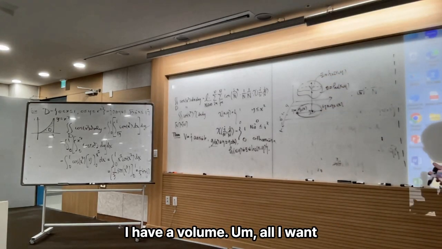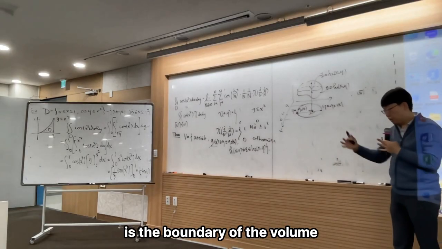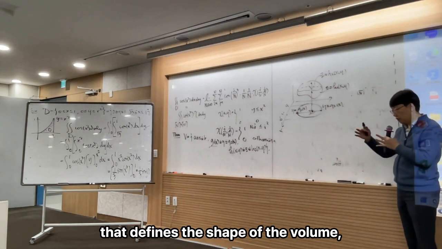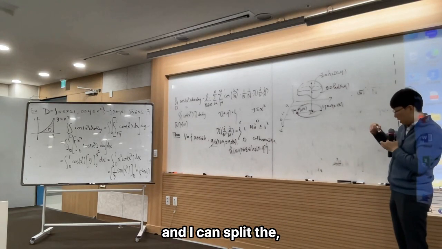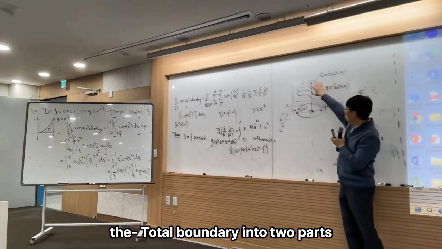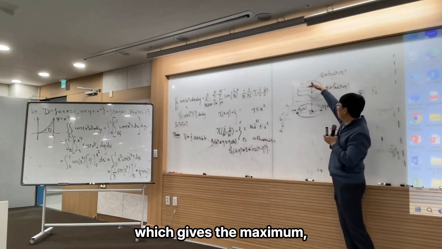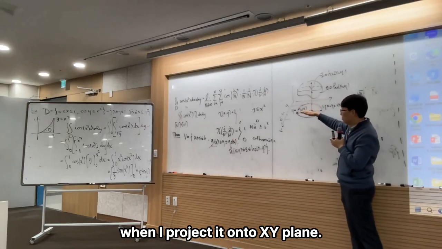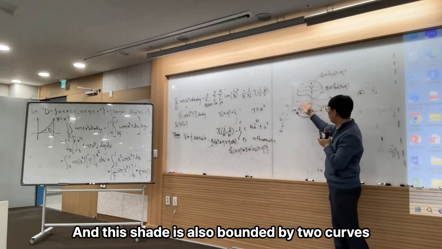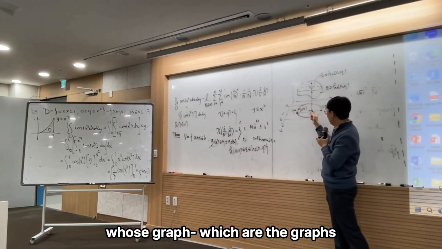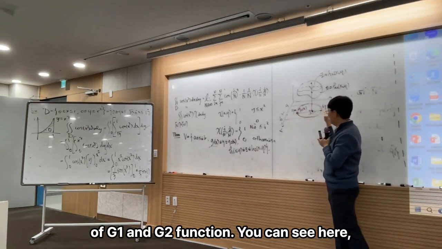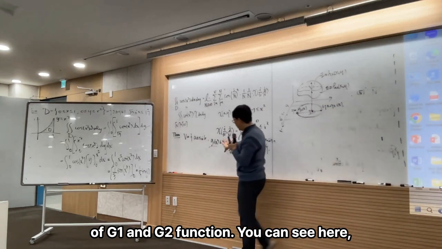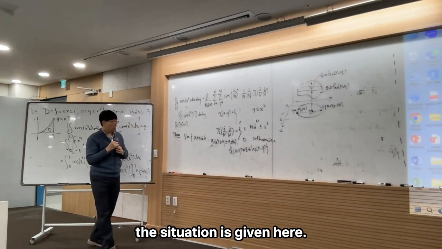So I have a volume. All I want is the boundary of the volume that defines the shape of the volume, and I can split the total boundary into two parts, which gives the maximum and minimum, and both have the same shade when I project it onto the xy plane, and this shade is also bounded by two curves which are the graphs of the g1 and g2 functions. You can see here the equation is given.